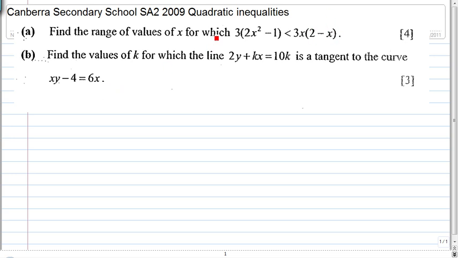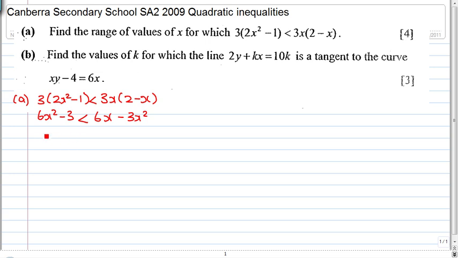Alright, so let's do A first. 3(2x squared minus 1) less than 3x(2 minus x). Expand this. 3 times 2x squared will be 6x squared. 3 times minus 1 will be minus 3, less than 6x minus 3x squared. Bring 3x squared to the left hand side of the equation.